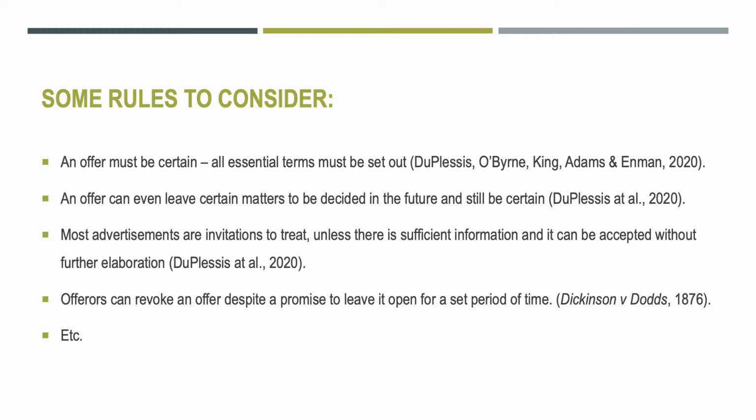The next one is an offer can even leave certain matters to be decided in the future and still be considered certain. So remember we said that if an offer contains a formula to calculate the price of a good in the future, and we do this whenever the price of the product fluctuates, well, then that is still considered to be certain and still qualifies as an offer.